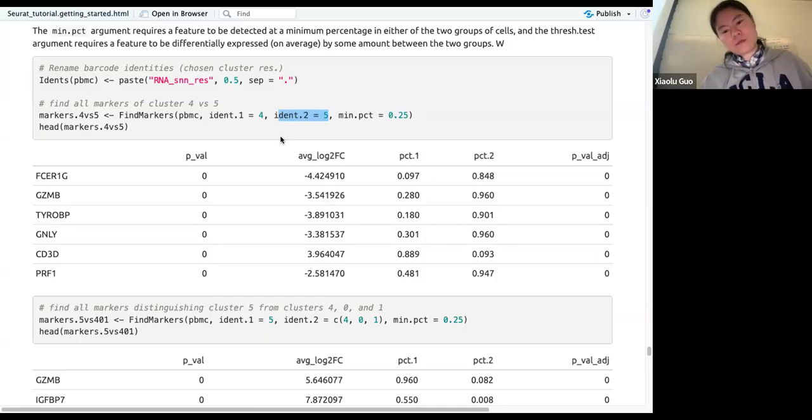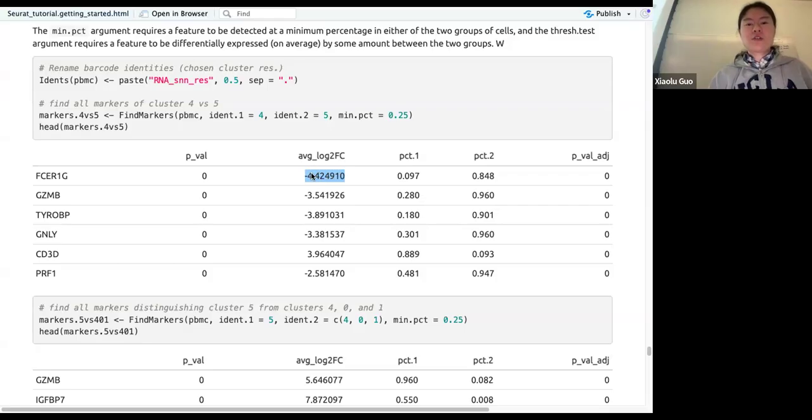Sorry, it's the first over the second, the first over the second. So if it's negative, because this is taking the log2 of the fold change, what does it mean? What does it mean? It's higher in the second than PCT2.